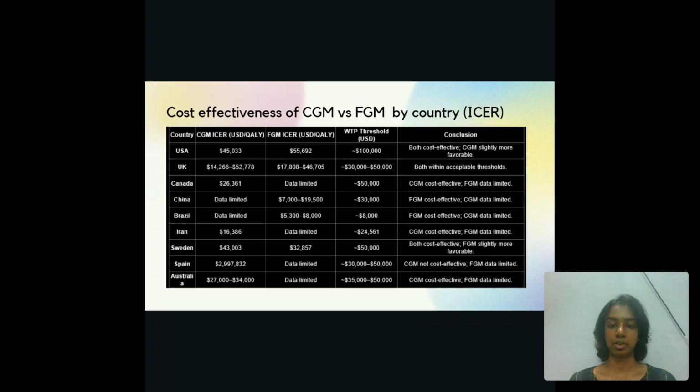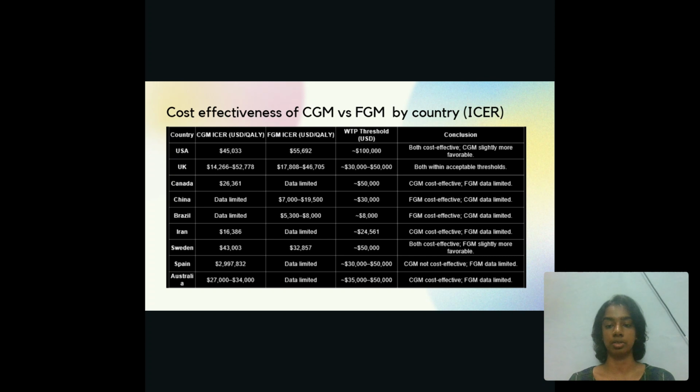And here we're going to compare the cost effectiveness of CGM and FGM by ICER. ICER is the incremental cost effectiveness ratio. This is a key metric in health economics. It compares the additional cost of one intervention over another with the additional health benefit it provides, typically measured in QALYs, or quality adjusted life years. An intervention with a low ICER relative to the country's WTP threshold is considered cost effective. Continuous glucose monitoring often has a favorable ICER in high income countries due to reductions in emergency care and long term complications.